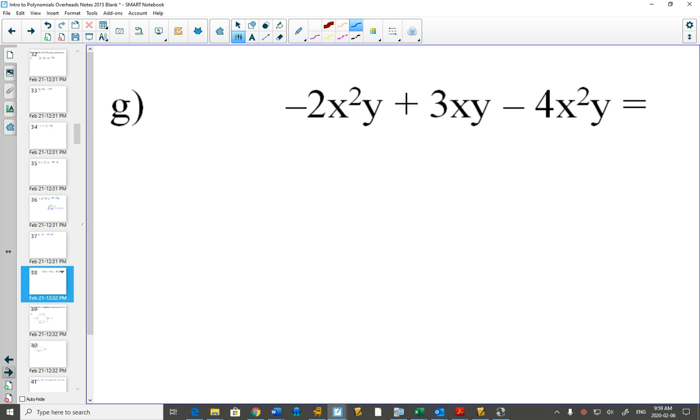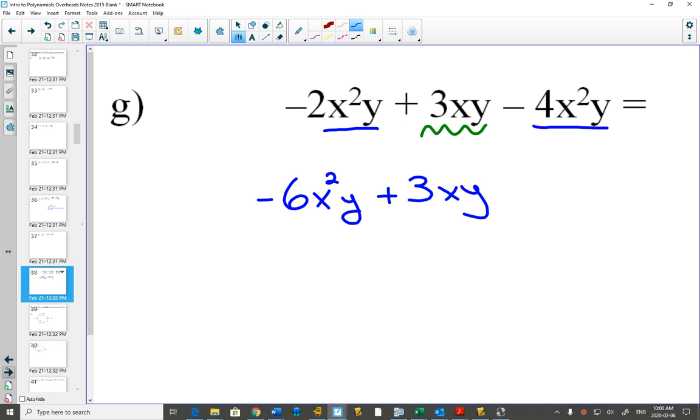Okay, last one. Last one has an x squared and a y. Does this one have an x squared and a y? No. Does this one have an x squared and a y? Yes. So underline that one in blue. This one is different. So now we're going to put the blue ones together. We have negative 2, and we subtract 4 more. Where are you going to end on your number line? Negative 6. So I'd have negative 6 x squared y. The green one, there's just one green one. It's still going to be there all by itself, plus 3xy.